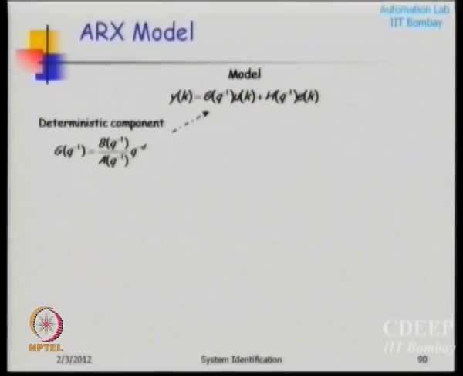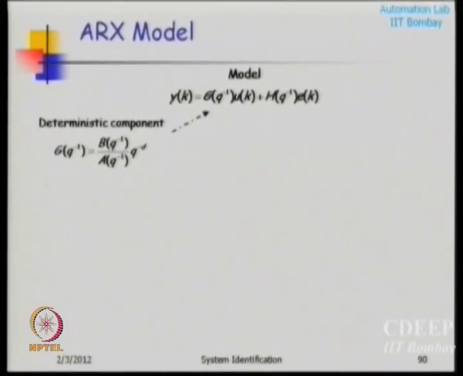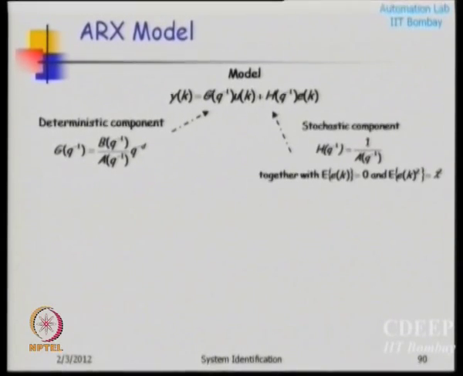Okay, so let me summarize this. My model can be written as two parts. YK equal to GQ into UK. What is G? Effect of deterministic component. G is my transfer function with respect to the deterministic component. What is H? For ARX model, it turns out to be 1 by A. So this is my noise model. The noise model consists of a transfer function and a white noise source.